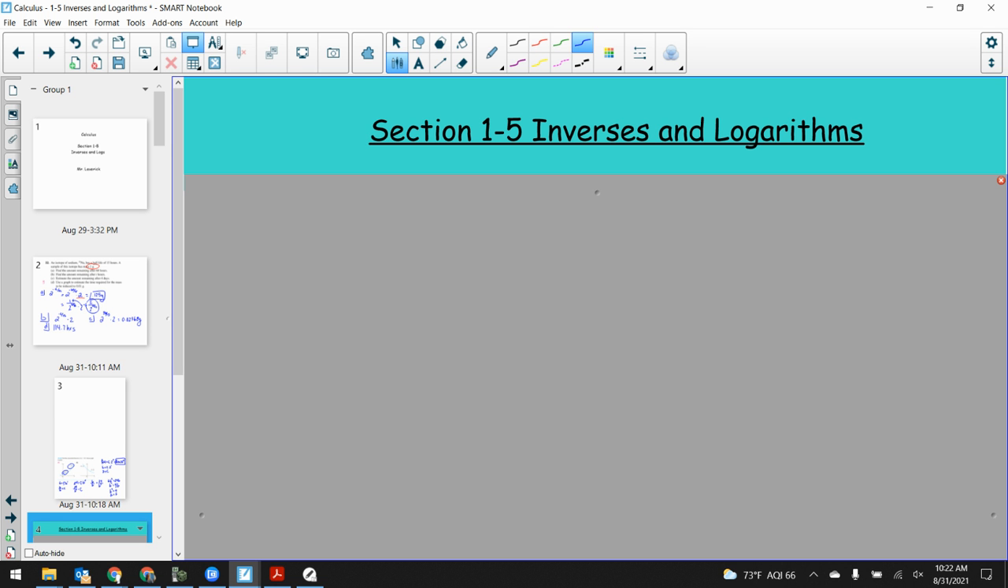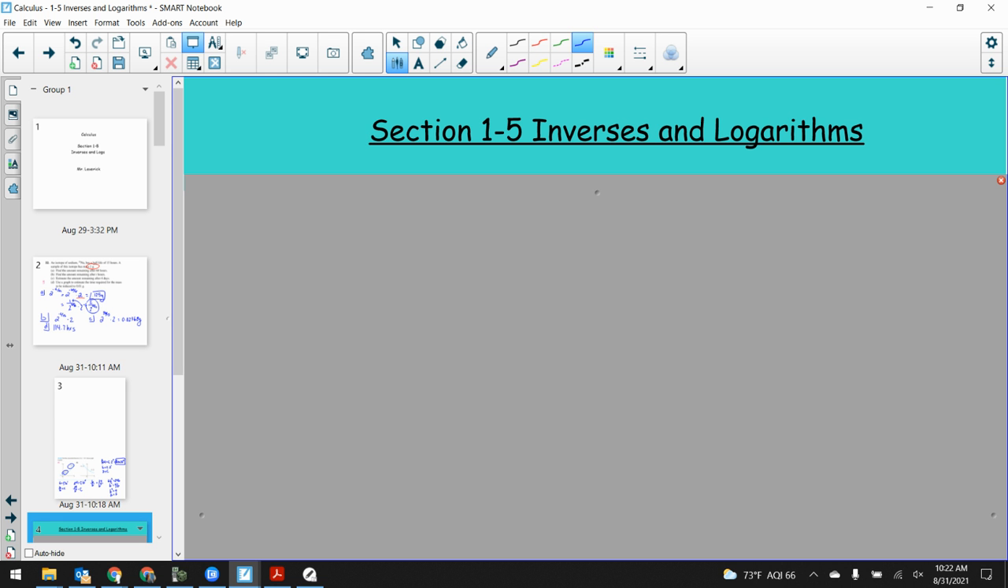Section 1.5, inverses and logarithms. So this is the last section out of chapter 1. This is everything out of chapter 1. This is all we're going to review before we start getting into the meat and potatoes of calculus. Section 1.5 is inverses and logarithms.